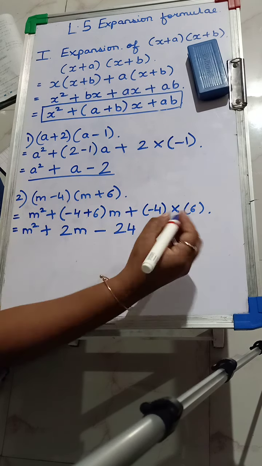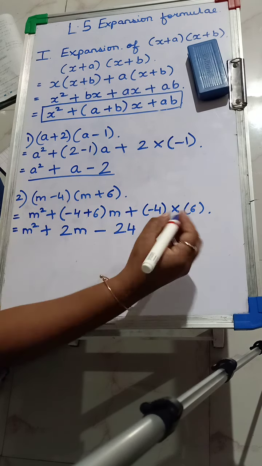Again we are going to substitute according to the formula. So we get x square. What is our x here? Our x is 3x. In both places you can see the common term is 3x. So it is 3x square plus, in the bracket, a and b. A is 4y plus b is 5y, multiplied by x, which is 3x, plus ab. ab is 4y multiplied by 5y.